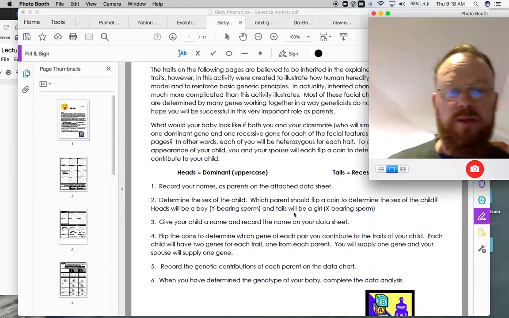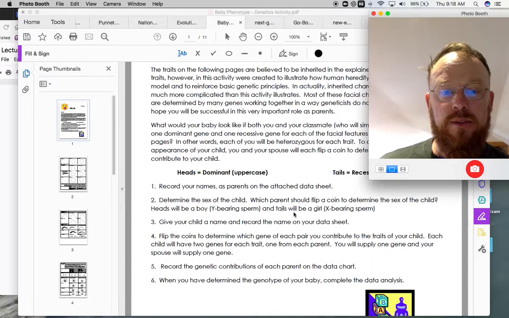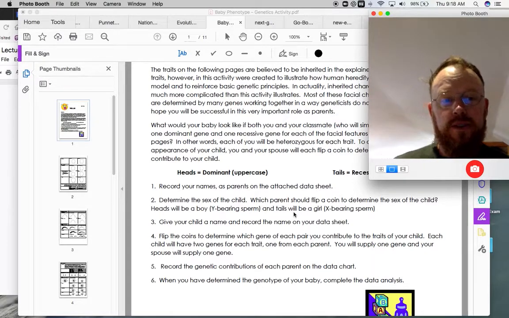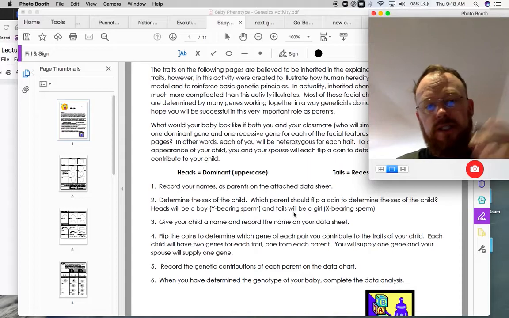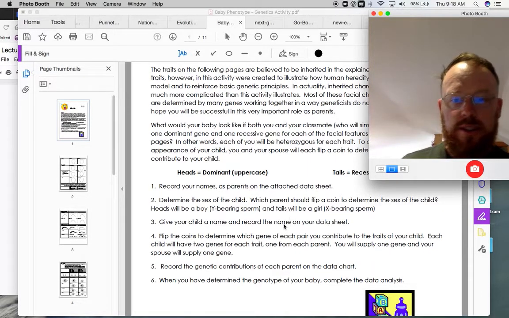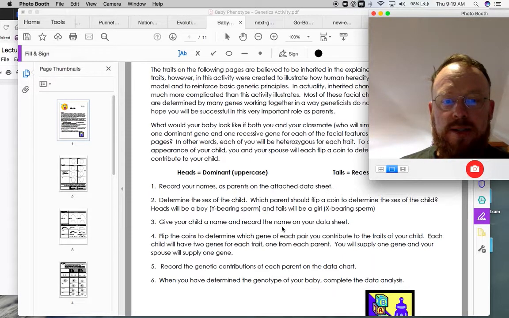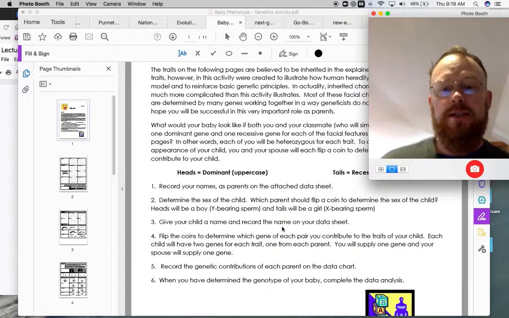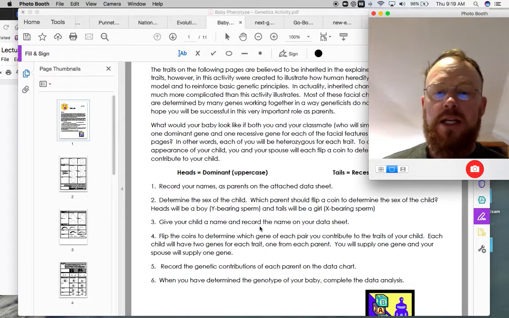Which parent should flip a coin to determine the sex of the child? Well, you can determine that. I've got a coin here. So let's say I flip my coin and I got heads. So it looks like we're having a boy. Okay. So then number 3, give your child a name. Record that name in the data sheet.